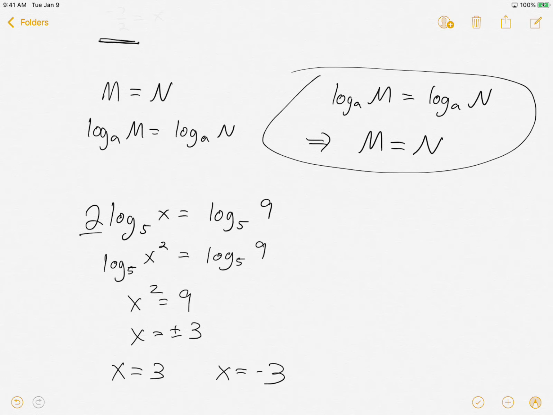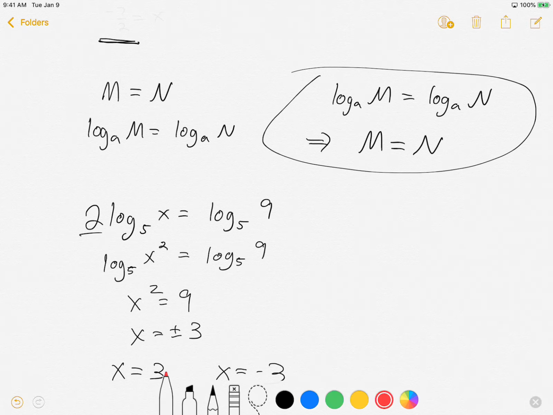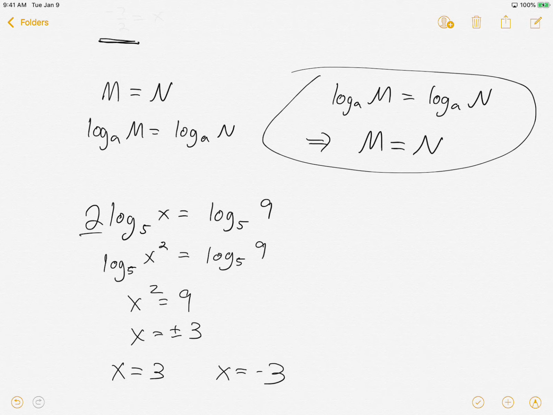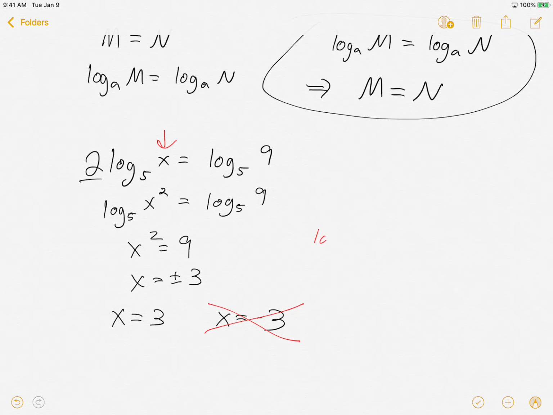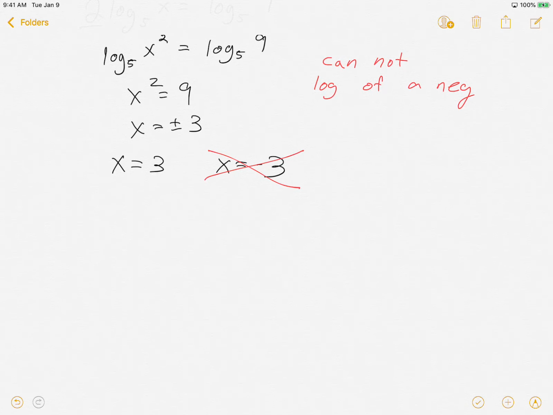Now, I need to check my answer in the original equation. So if I take, let's say, positive 3 and plug it in right here, that's fine. But if I take negative 3 and plug it in for that x, I would be taking log of a negative 3. So I cannot use that because that would be taking log of a negative. We cannot do that. So we throw that answer out. Okay? So let's do some more examples, and always remember to do that.